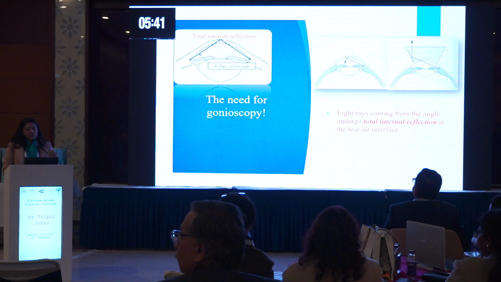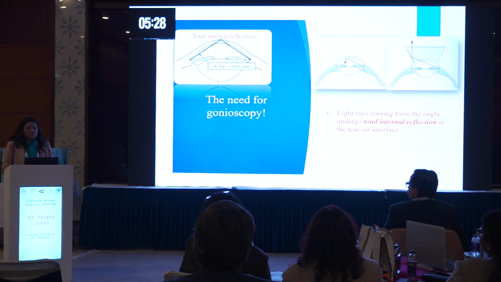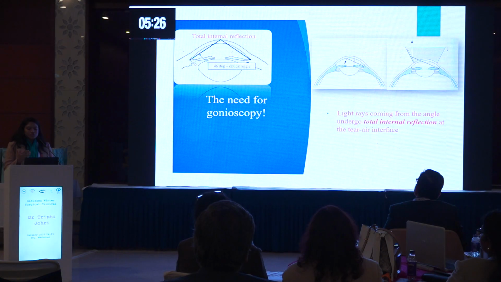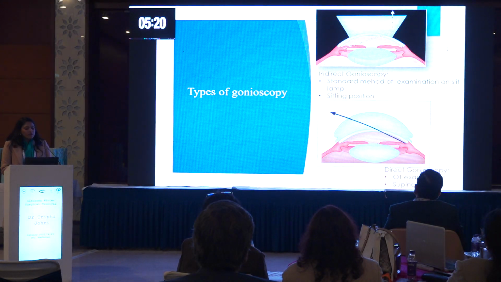So what is the need of gonioscopy? Basically, the light rays coming from the angle undergo an optical phenomenon called total internal reflection at the tear-air interface due to the curvature of the cornea. With the help of a gonio lens, this interface changes to a lens and air interface, and it permits us to view the angle anatomy.